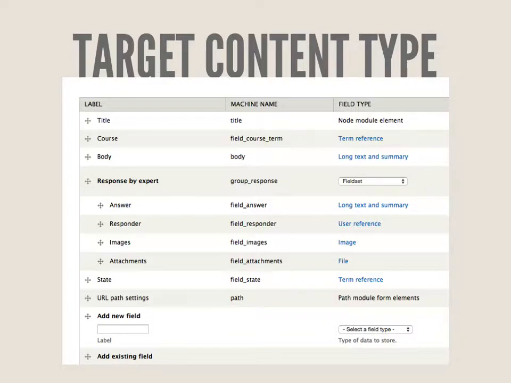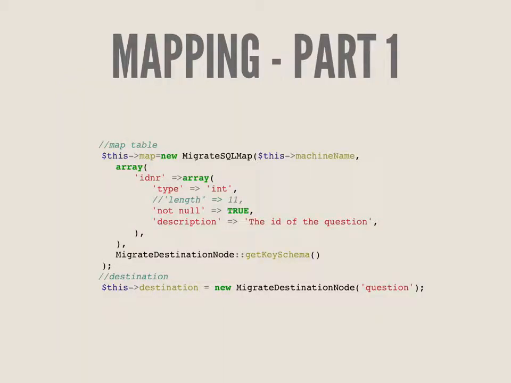Now, this is an overview of the target content types. So of the load part, it's a basic content type, with a title, a body, and some taxonomy references. Also answer, images, and attachments. Nothing particularly special, but this is really important if you look at the next step, the mapping.